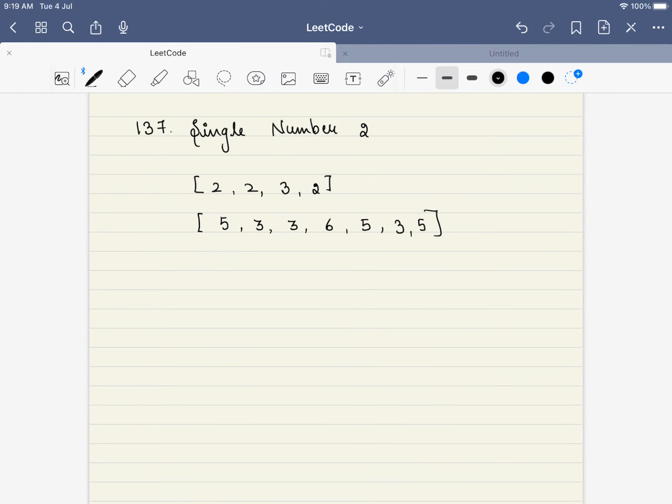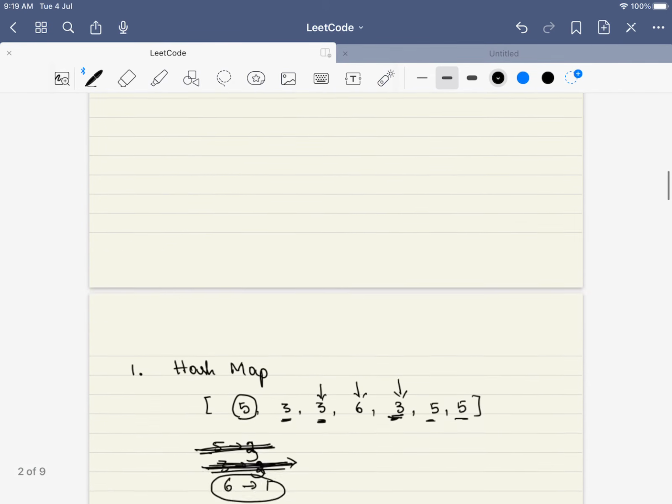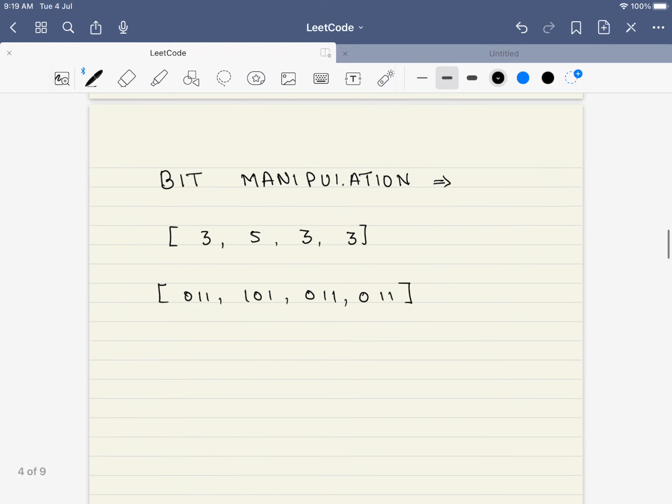Similarly, in the second case, every number, that is 5 and 3, is occurring three times, but 6 is occurring just one time. So 6 will be the answer in this case, and in this case 3 will be the answer. So how do we find it? We can use a hash map and hash set, but I will not be discussing that approach in this video. I will be directly diving into the bit manipulation approach.